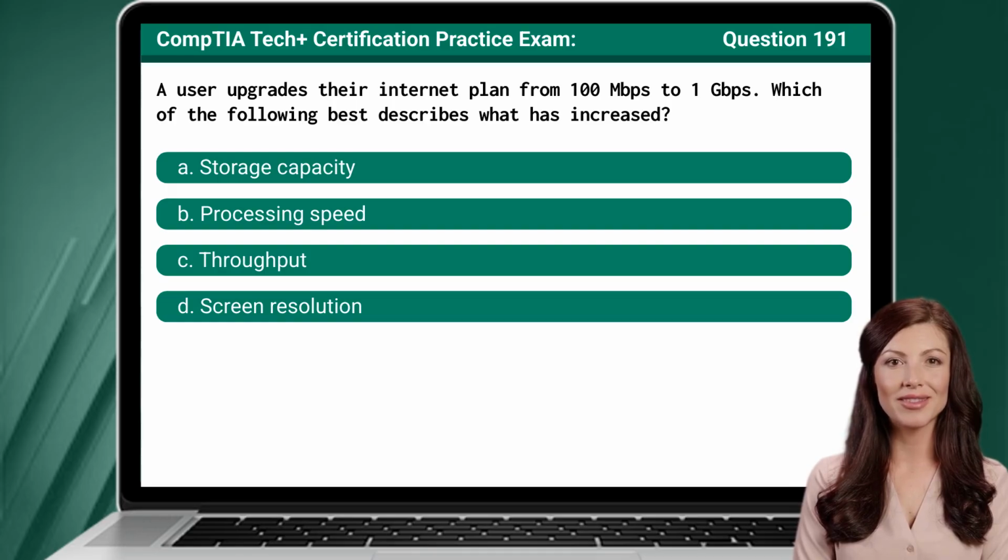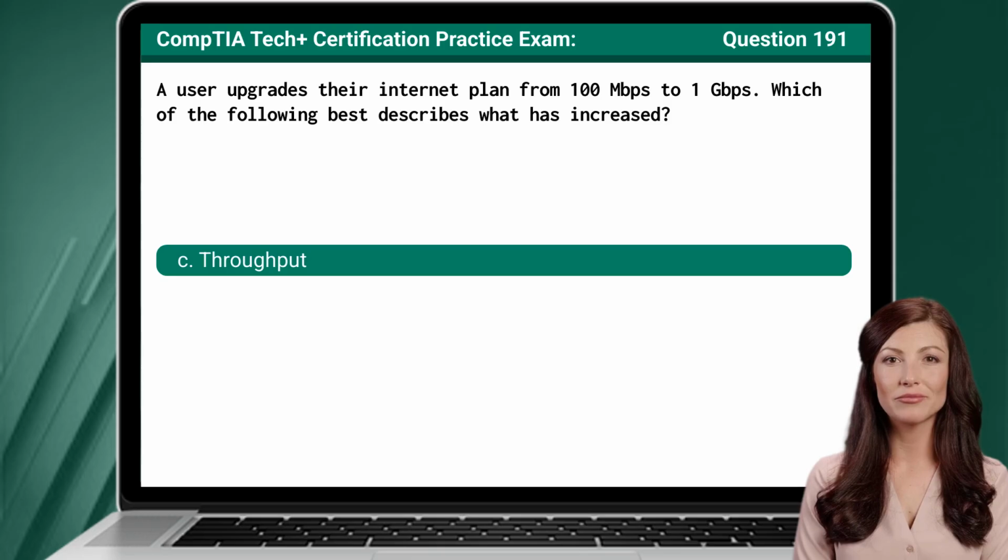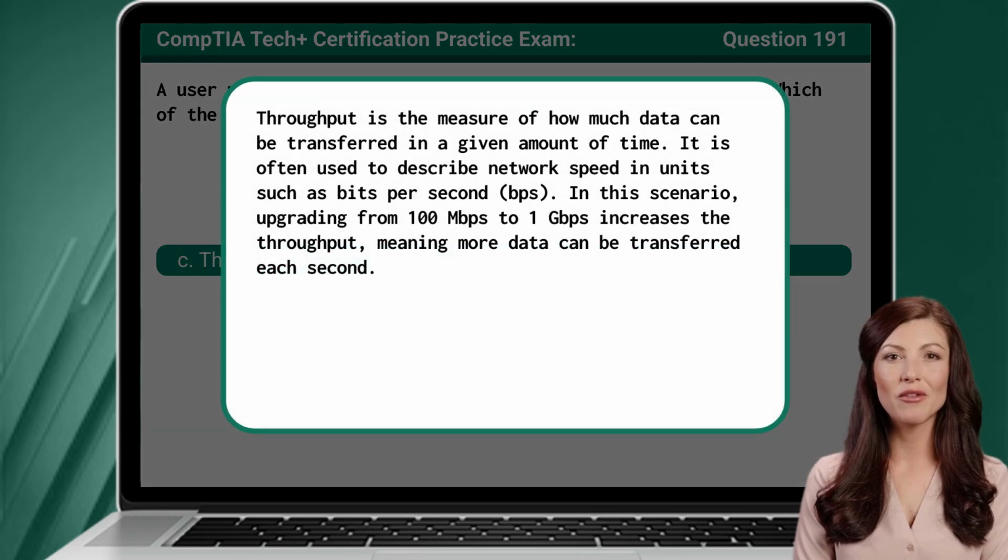The answer is C. Throughput. Throughput is the measure of how much data can be transferred in a given amount of time. It is often used to describe network speed in units such as bits per second. In this scenario, upgrading from 100 megabits per second to 1 gigabit per second increases the throughput, meaning more data can be transferred each second.